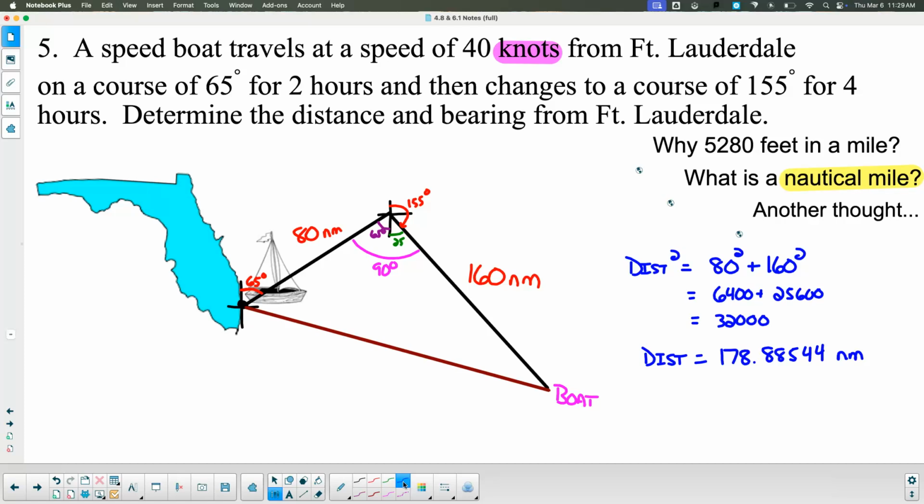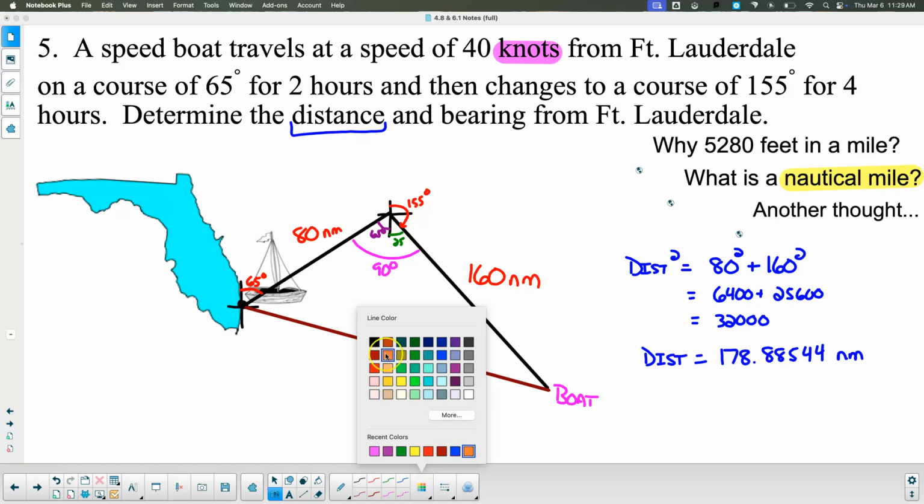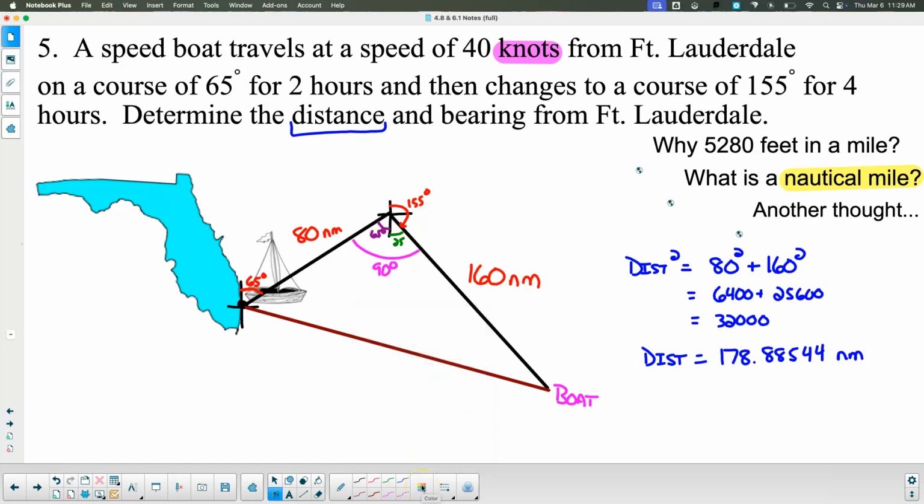What we need to find, so we found the distance, okay? We got the distance. We're good there. What we need to find now is this angle right here, because that's going to be our bearing from Fort Lauderdale to the boat, which is navigation. Bearing, heading, navigation, all three ways of saying the exact same thing.